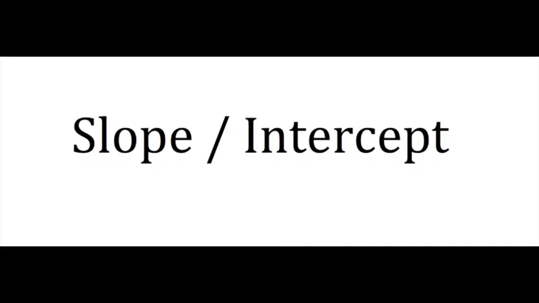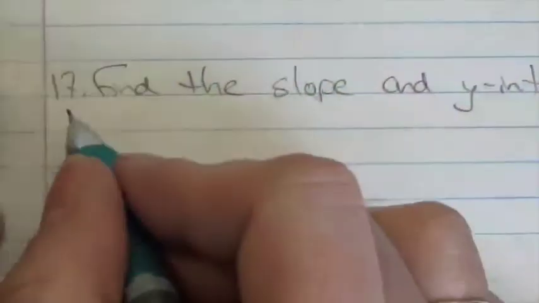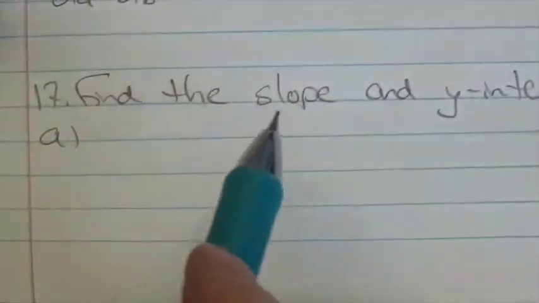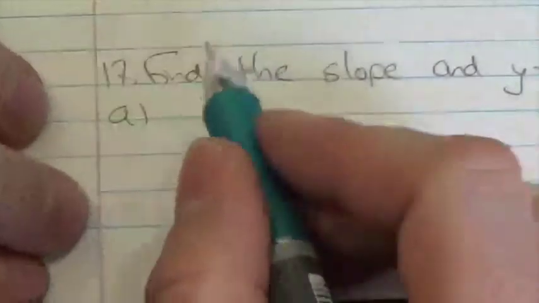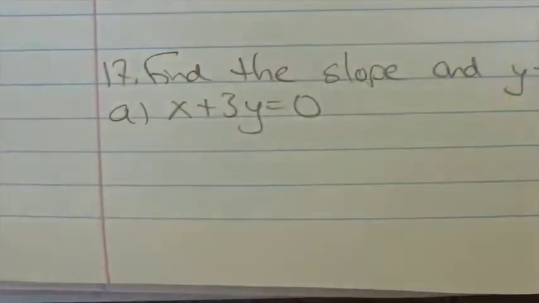The next question focuses our attention on the slope-intercept form of the equation of a line. For this next little set of questions, we're going to find the slope and the y-intercept of the following. So let's start off with something that looks like this: x plus 3y is equal to 0.